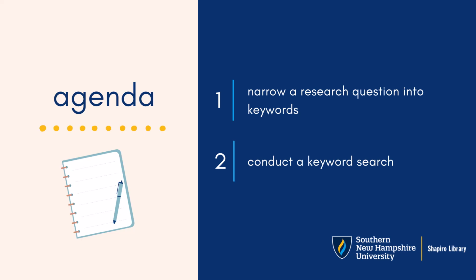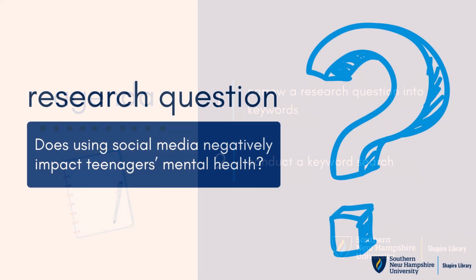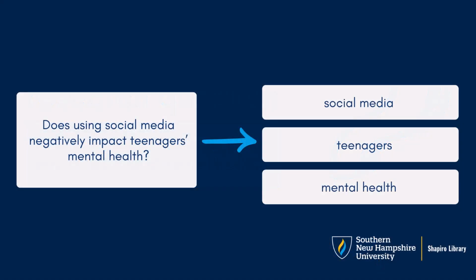Let's say my research question is, does using social media negatively impact teenagers' mental health? If I were searching on Google, I could copy and paste that question, word for word, into the search bar. However, our library website functions a bit differently. You will get the best search results in the library website if you break your research question up into a set of keywords. In this case, social media, teenagers, and mental health.